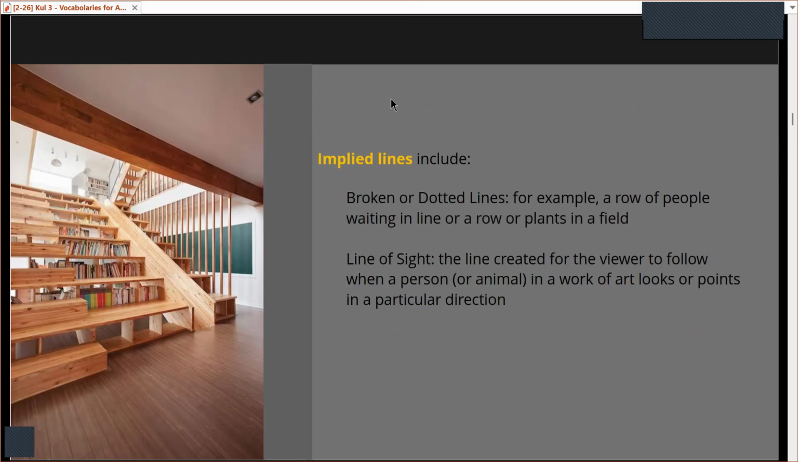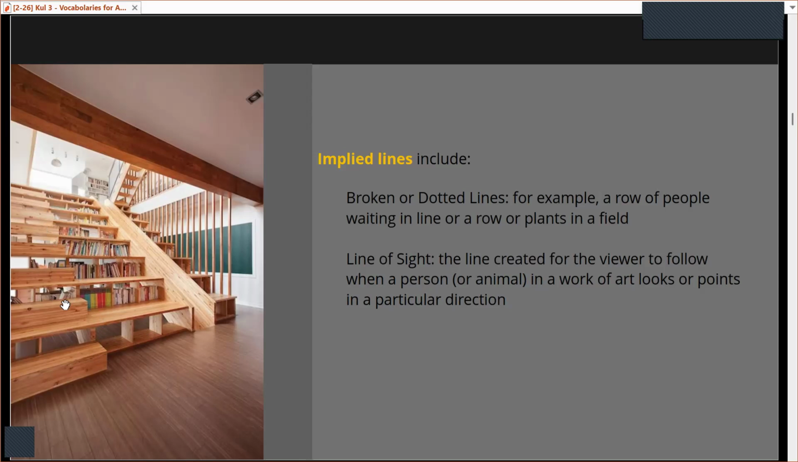The implied line. What we discussed earlier is the actual line. The implied line is a broken or dotted line, for example, a row of people waiting in line, or a row of plants. Line of sight is a line created for the viewer to follow when a person or animal in a work of art looks or points in a particular direction. This one that I mentioned, is it an actual line or an implied line?